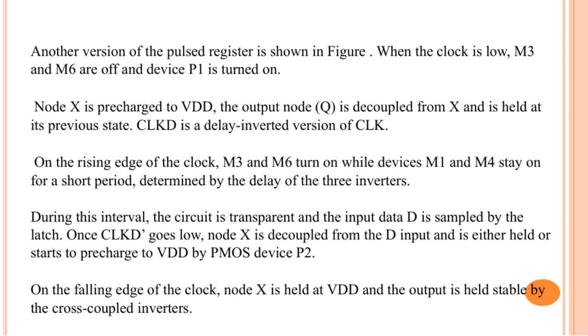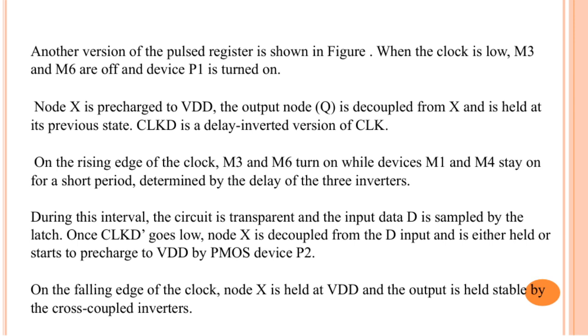An important point is that CLKD is a delayed and inverted version of the clock signal CLK. On the rising edge of the clock, M3 and M6 switch on, allowing devices M1 and M4 to remain active briefly. This brief period is controlled by the delay through 3 inverters. During this time, the circuit becomes transparent, effectively sampling the input data D into the latch.